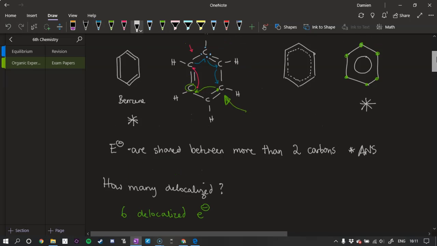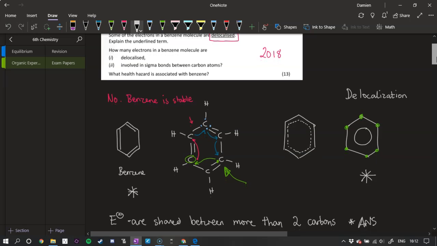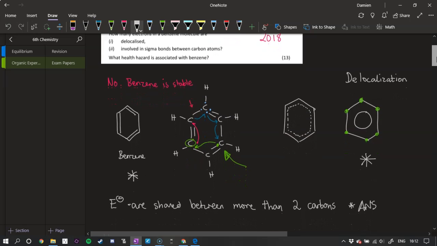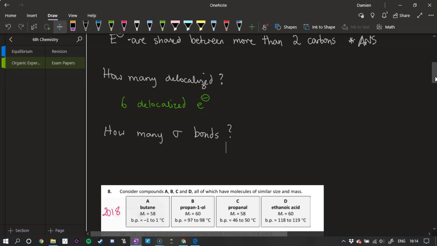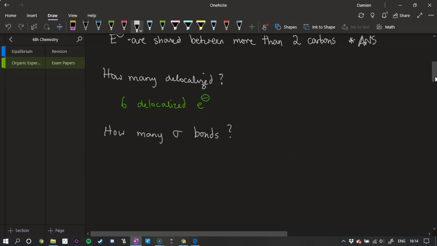The next part then says how many electrons are involved in sigma bonds between the carbon atoms. So how many are involved in sigma bonds? To answer this one, you've got to know where sigma bonds are. First of all, when you have a double bond, one of the bonds will be a sigma bond and the other one will be a pi bond. When you have a single bond, that is a sigma bond.